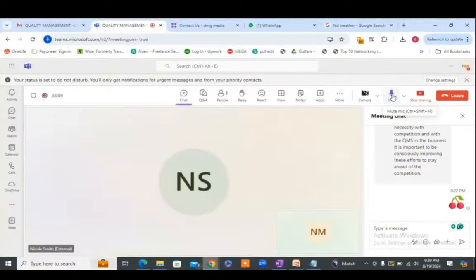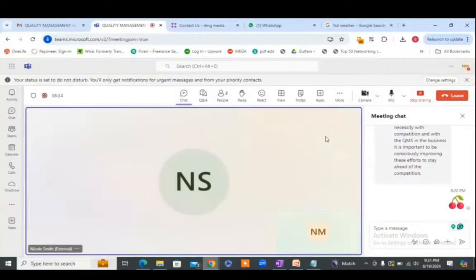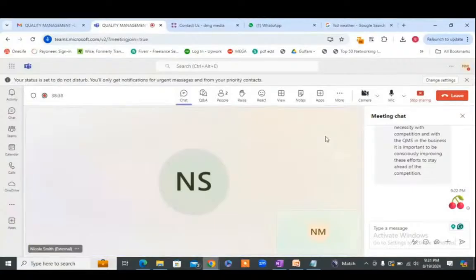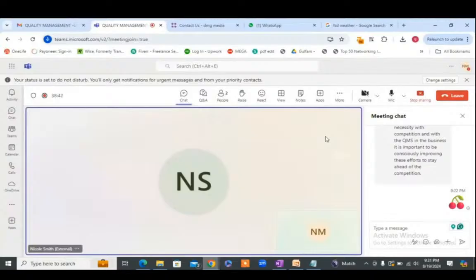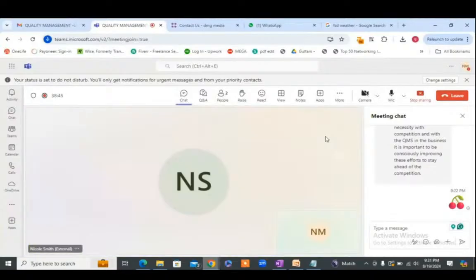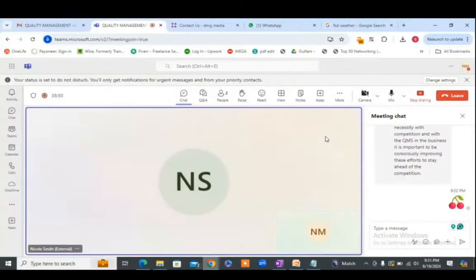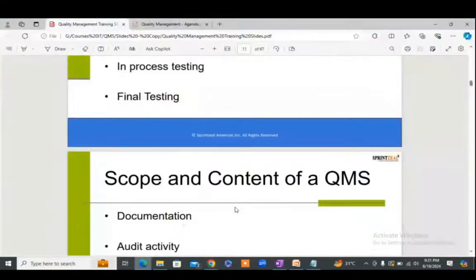Next option we have is final testing. Then we will talk about documentation. So final testing in a QMS involves evaluating the completed product or service against all specified requirements and standards, right, before release. This comprehensive assessment ensures that all final outputs meet quality expectations and are free from defects. It serves as the last checkpoint to confirm compliance and reliability before delivery to the customer, right?